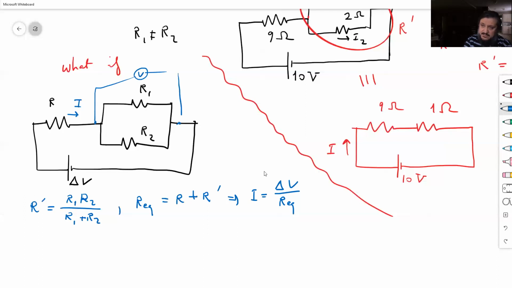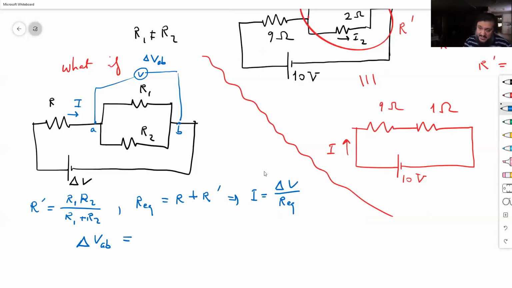What would this voltmeter measure? Okay, so that's the idea. Let's call it VAB, delta VAB. So this delta VAB would obviously be less than delta V. Why? Because there's the other resistor there that helps decrease the voltage.